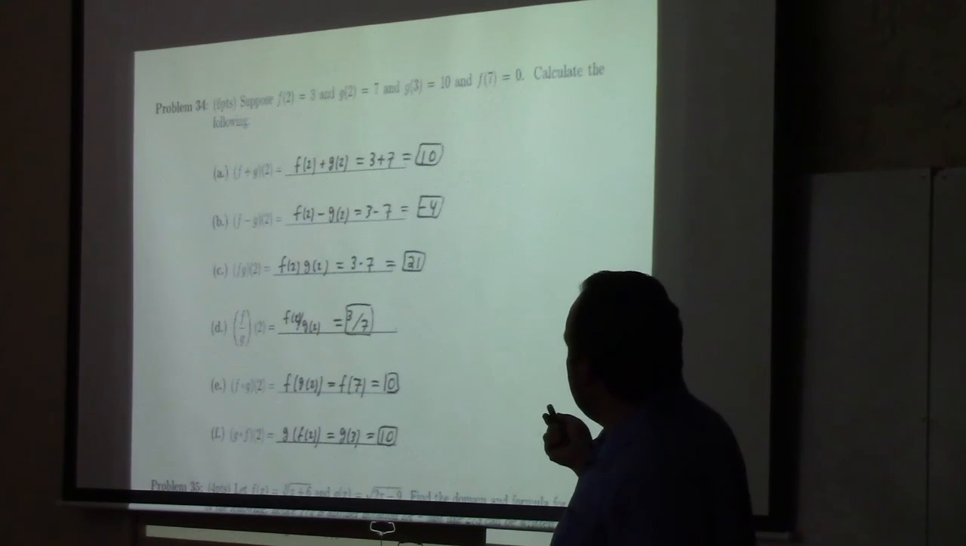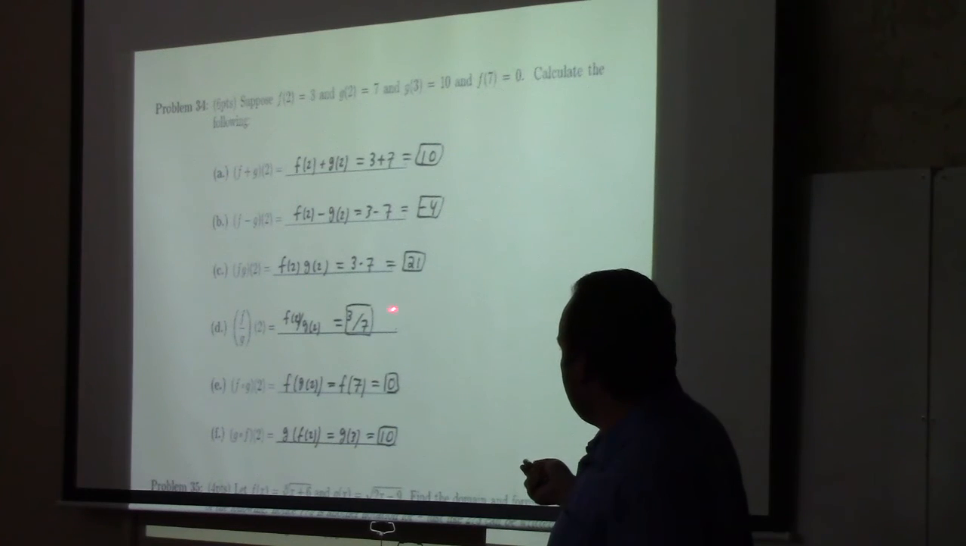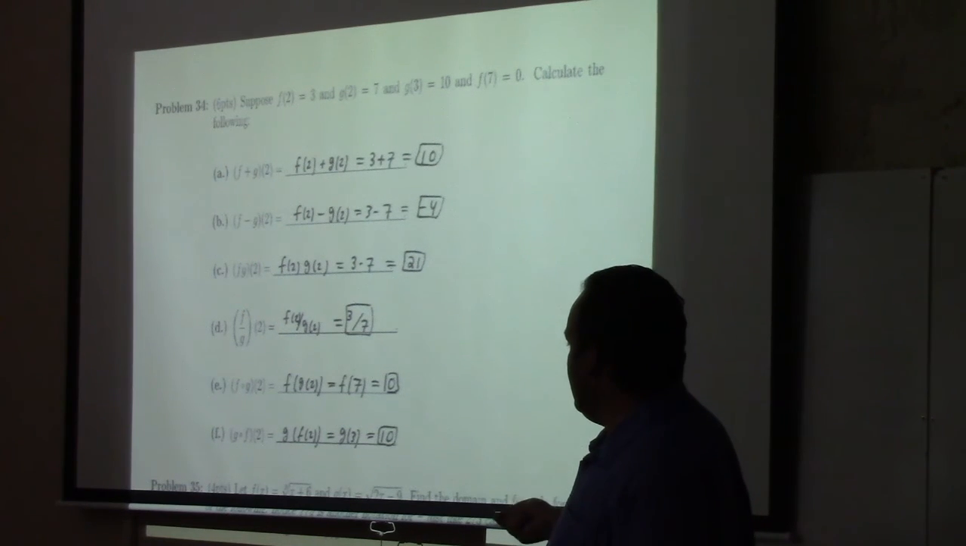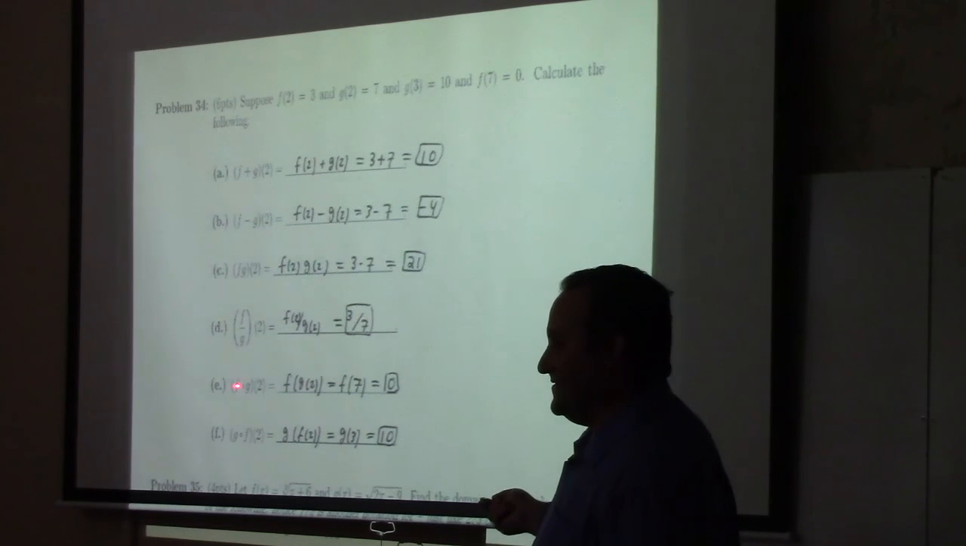So here, you got 10 minus 4, 21, 3/7, 0, and 10. What is the E and F, this is the composition. Yeah, you should work on this. This is a big part of the test.